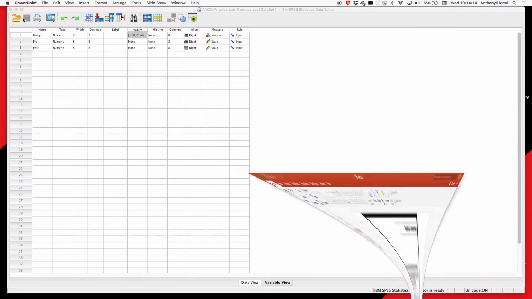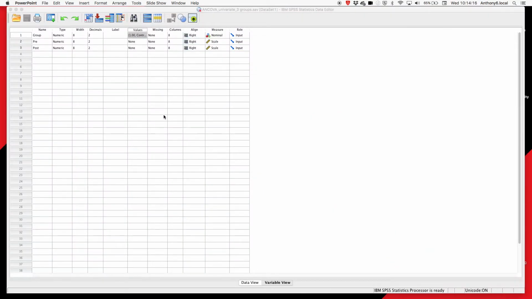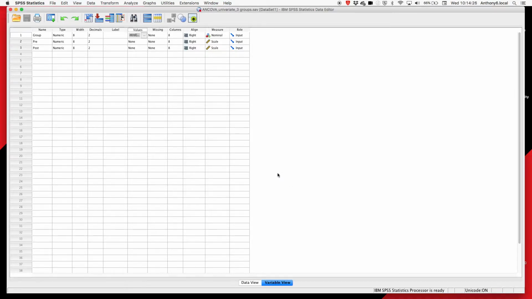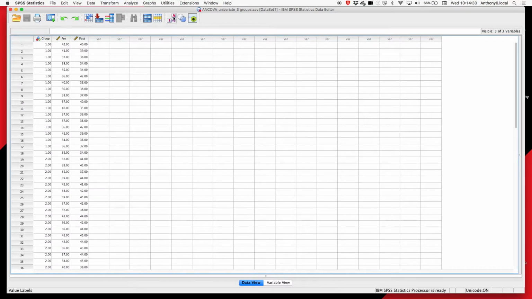So let's look at our data in SPSS now. I've just put our three groups in here. You can see we've got a control group, a group that did intervention A, and a group that did intervention B. So we're going to Data View and click that. So here are our three groups.